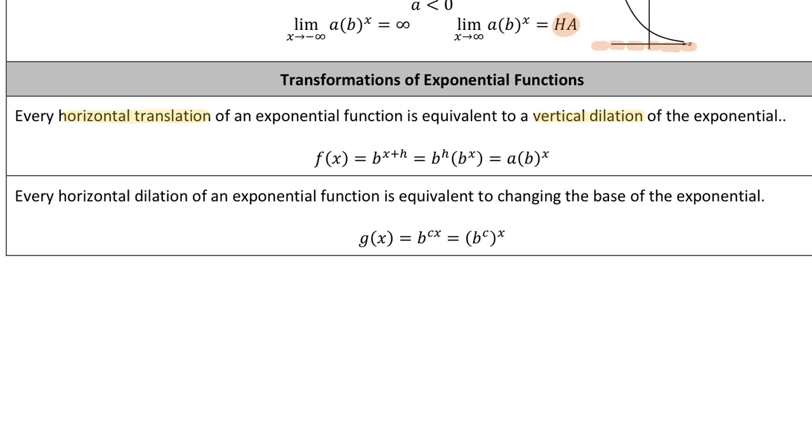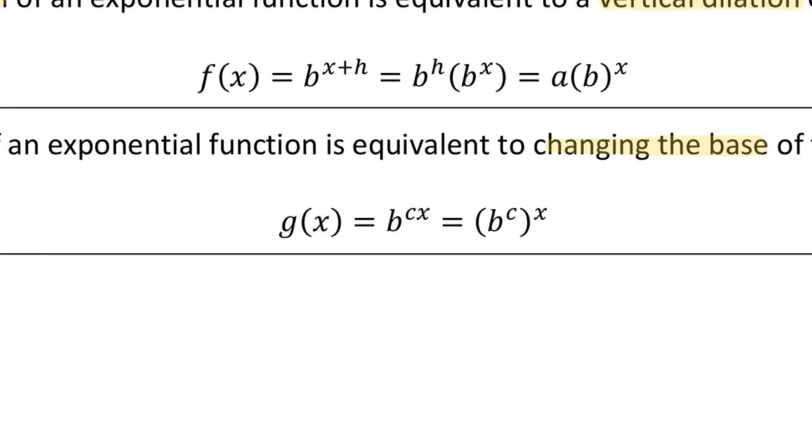Similarly, every horizontal dilation of an exponential function is equivalent to changing the base of the exponential. This is the only way you ever change the base of an exponential, by the way. Like, let's say we have b raised to the 5x. Well, I can separate that into b raised to the 5, raised to the x, from my exponent rules. So now my base, the thing that has an exponent, is no longer b, it's b raised to the c. So you can manipulate these equations based on your exponent rules to change them in some way.